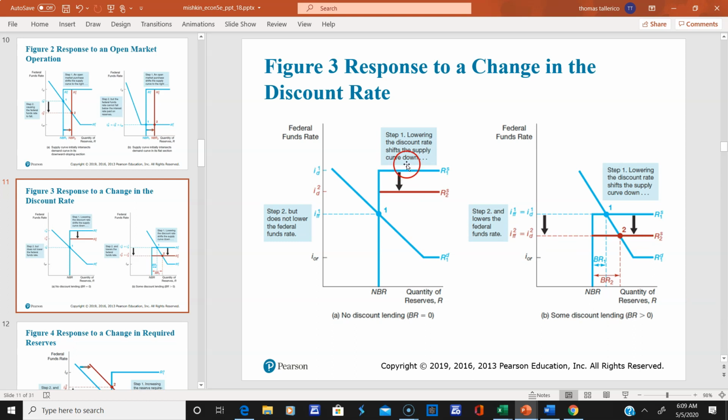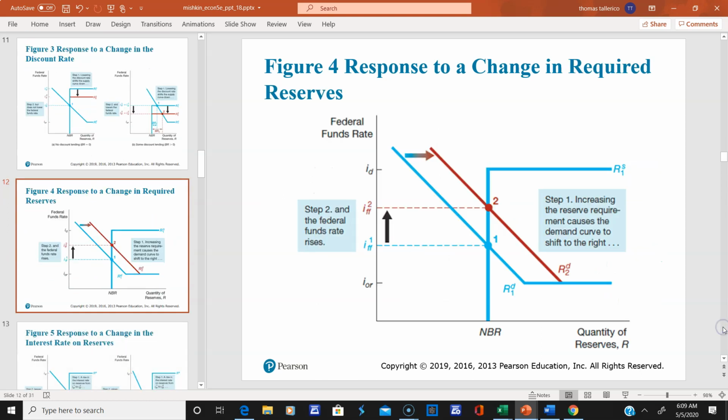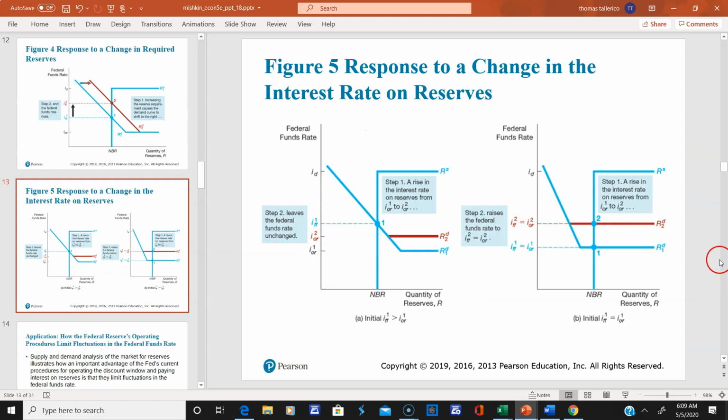And here's how things work with the response if there's a change in the discount rate. Okay, this is the response to a change, of course, in the discount rate. And this is the way the demand curve looks for a change in required reserves, the response. And here's a response to a change in the interest rate on reserves.